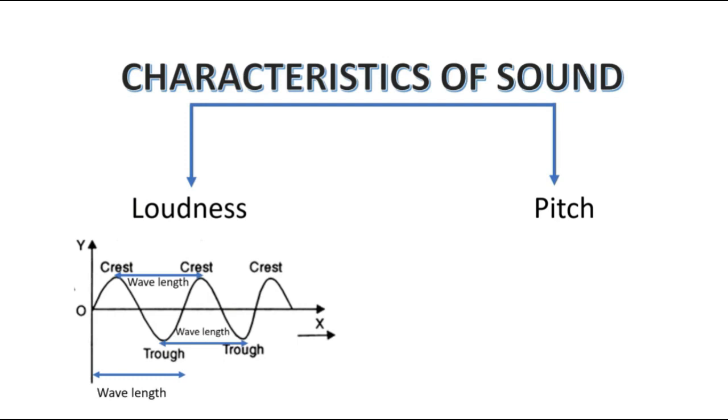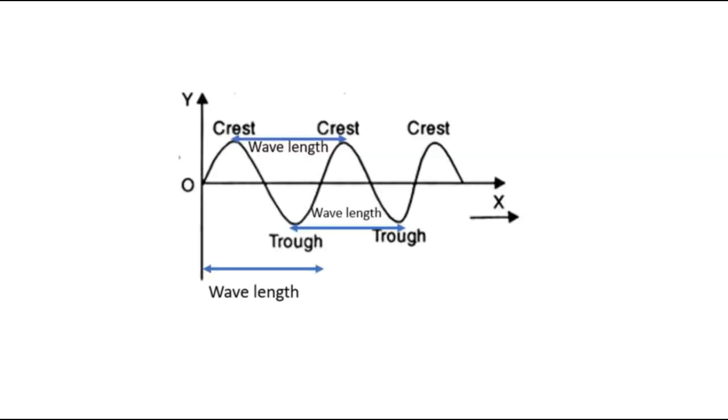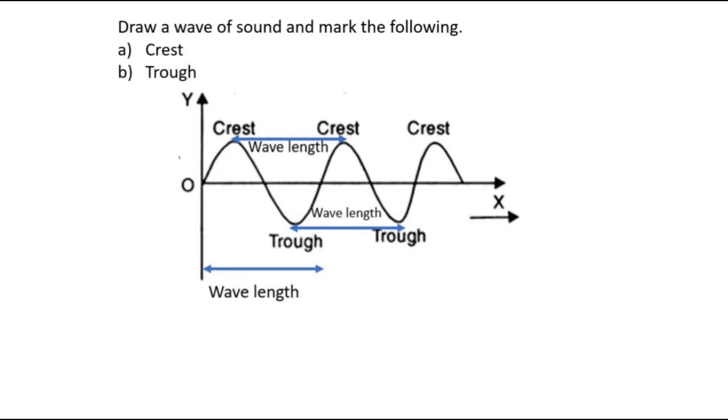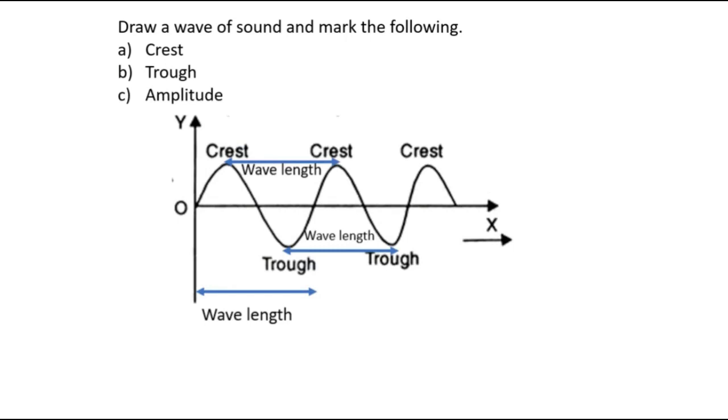Suppose a question is asked to draw the diagram, like draw a wave of sound and mark the following. And what are those to be marked? Crest, trough, and amplitude. You can very well mark crest, trough, and even the wavelength you have studied already. But what about amplitude? Now we shall see the meaning of amplitude.